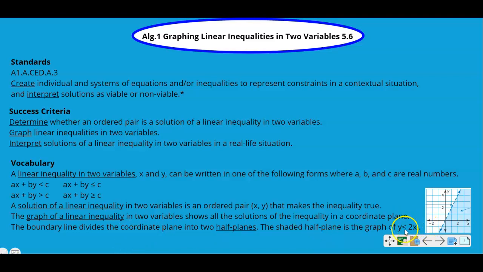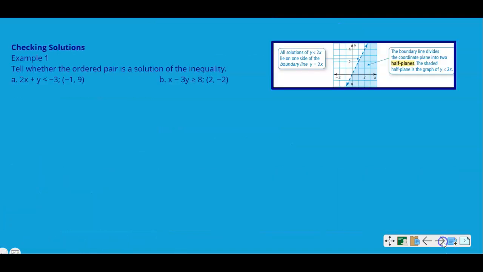All right, so this is just an example, y < 2x. You can see that because it's less than, it is dotted. If it were less than or equal to, this would be a solid line instead of a dashed line. And then everything below that line is shaded because this is y less than 2x. So that's just an example of a linear inequality. All right, let's look at some examples.